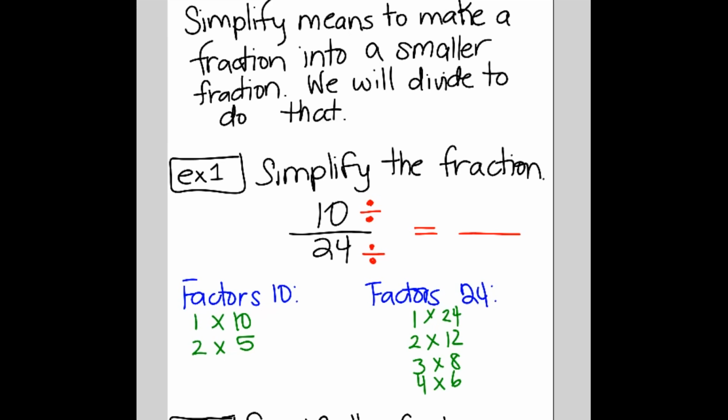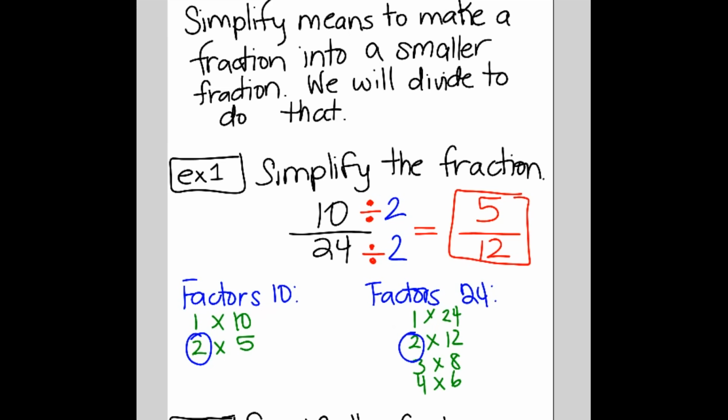So now what we're trying to see is what is the biggest number that we see on the left-hand side for our factors of 10 that we also see on the right-hand side for our factors of 24. So what is the biggest number that we see that's the same? To me, the only thing that I see that's the same is the number 2. That's the biggest one. So let's start dividing by 2. That's the number that we're going to divide by. So 10 divided by 2 equals what? Gives us 5. And then 24 divided by 2 gives us what? Gives us 12. So that is our simplified fraction. That is if we simplify the fraction.